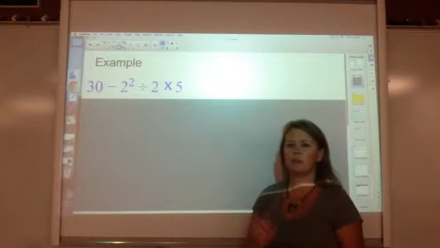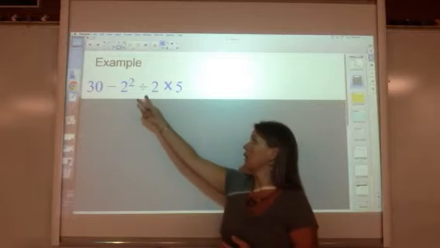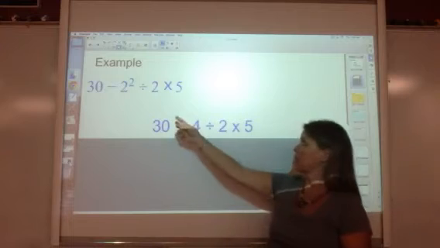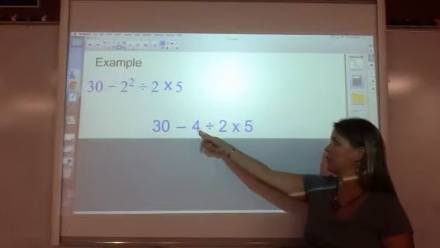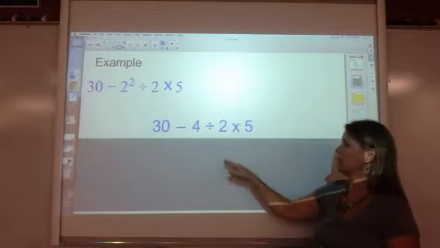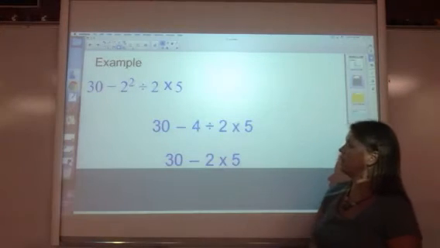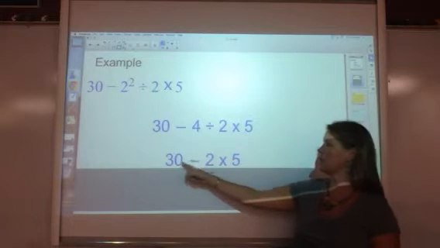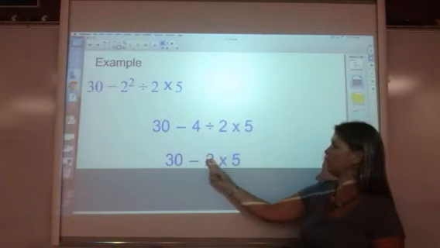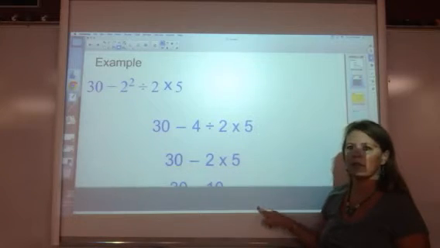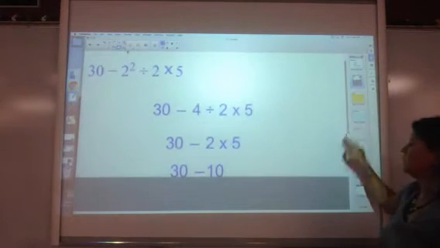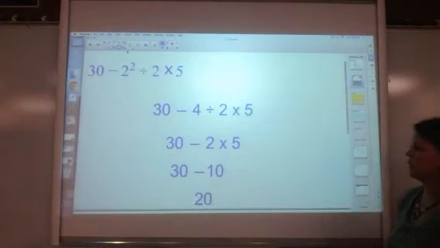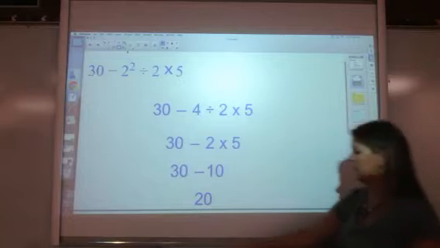Order of operations says do parentheses first. There aren't any. So then we're going to do exponents. Exponents first. 2 squared is 4. 30 minus 4 divided by 2 times 5. Then do division first, because it comes first left to right before multiplication. So we have 30 minus 2. 4 divided by 2 is 2 times 5. Then you do multiplication. 2 times 5 is 10. Then you finally do the subtraction, which gets you down to 30 minus 10, which is a 20.